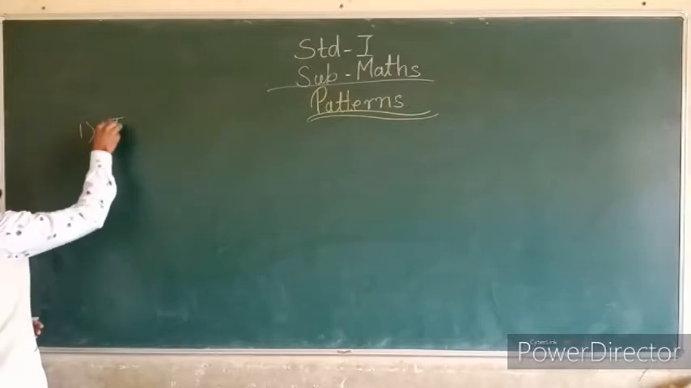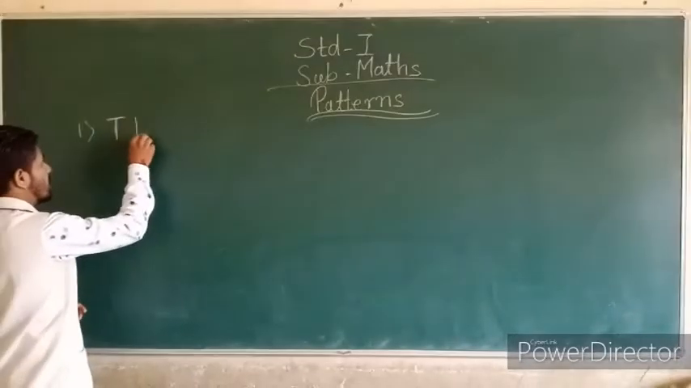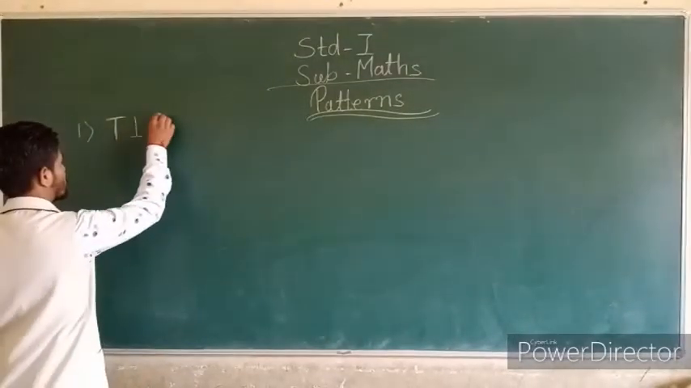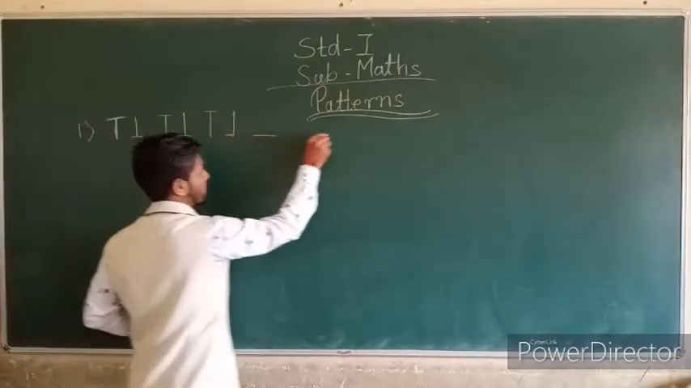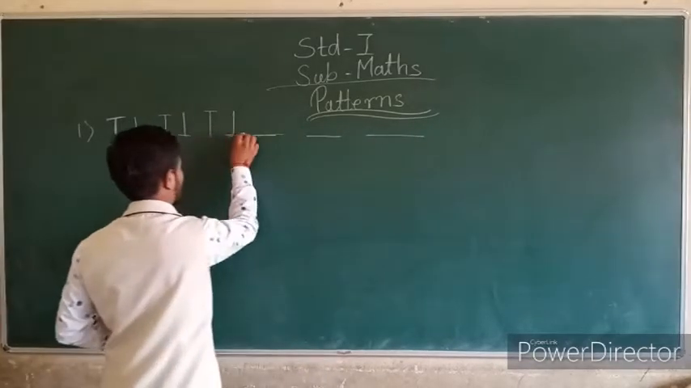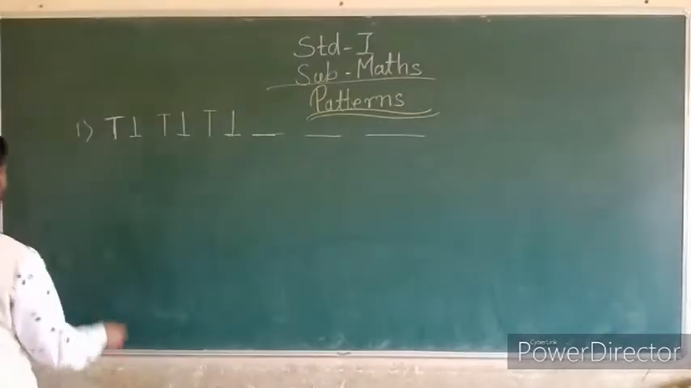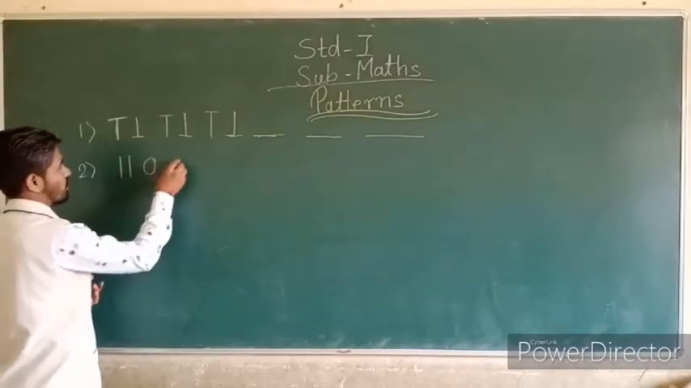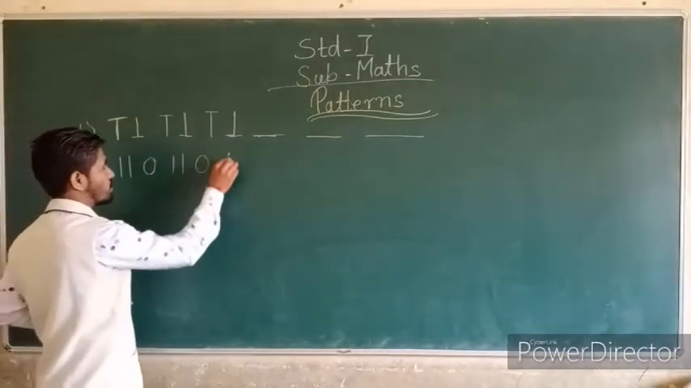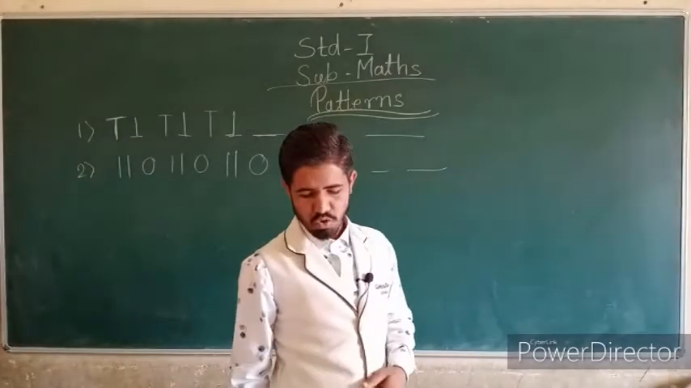First we see the T pattern. This is the T, this is the upside, this is the downside. Patterns like that we have to write. Next, we have to complete these patterns. This is the parallel T pattern. Next we see the second pattern: two lines, circle; two lines, circle; two lines, circle. Patterns like these we have to draw and complete.